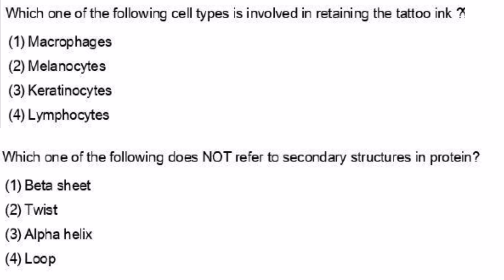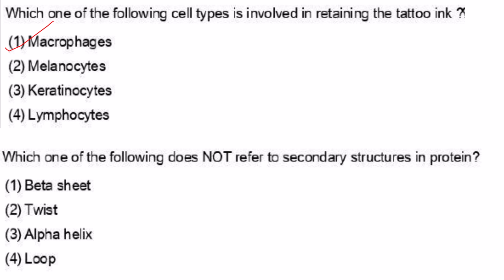Then which one of the following cell types is involved in retaining tattoo ink? It is macrophages. So when the tattoo ink is injected into the skin, the macrophages will engulf the ink particles. They will break down the ink into smaller fragments, but the ink particles are too large in size to be removed by the macrophages. So they remain in the skin, and the tattoo ink will persist. So that's what is happening.